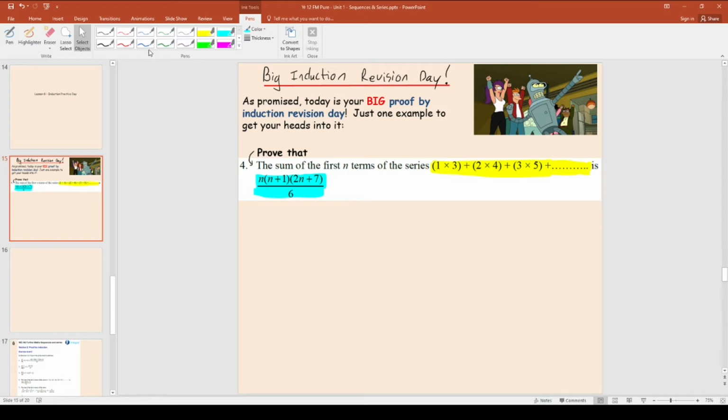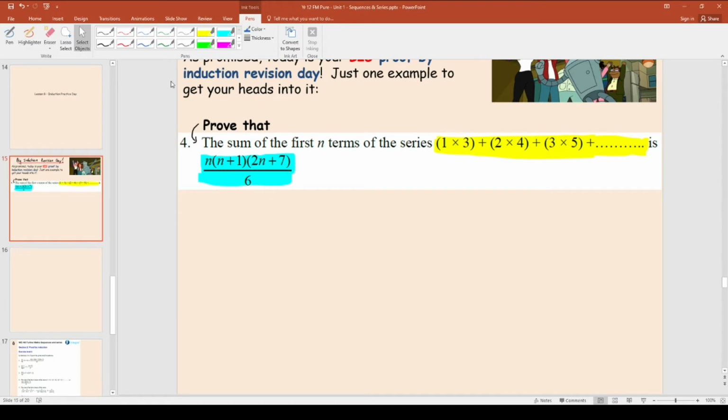Now, here's why I picked this question. I think it's quite awkward, because it says 1 times 3 plus 2 times 4 plus 3 times 5, and it's meant to equal that. So that would be our conjecture, our hypothesis. It's saying that 1 times 3 plus 2 times 4 plus everything else up to whatever is going to equal n plus 1, 2n plus 7, all over 6.